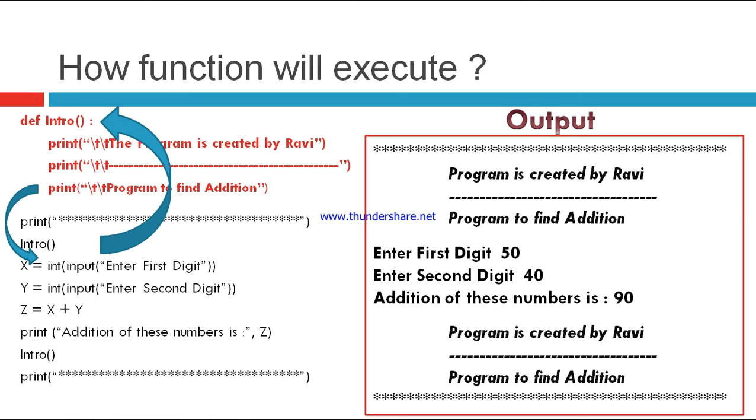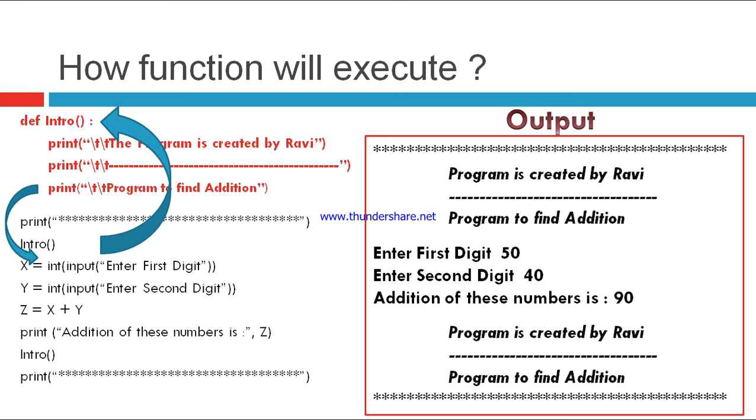Now the next line, z equal to x plus y. What will happen? The value of x is 50, the value of y is 40. The computer is going to add these two different values and the result will be stored in the variable z. 50 plus 40, 90 will be there in the variable z. Now the next line, print addition of these numbers are.